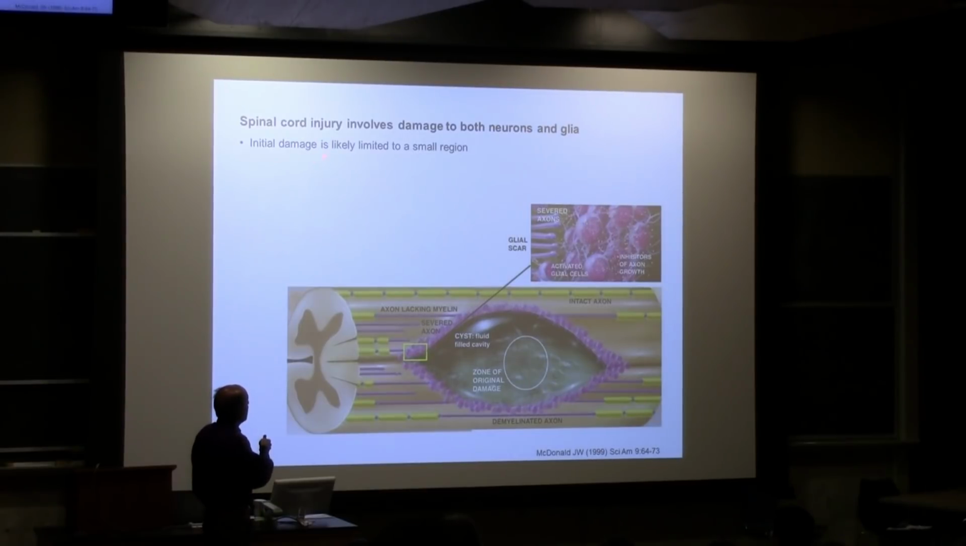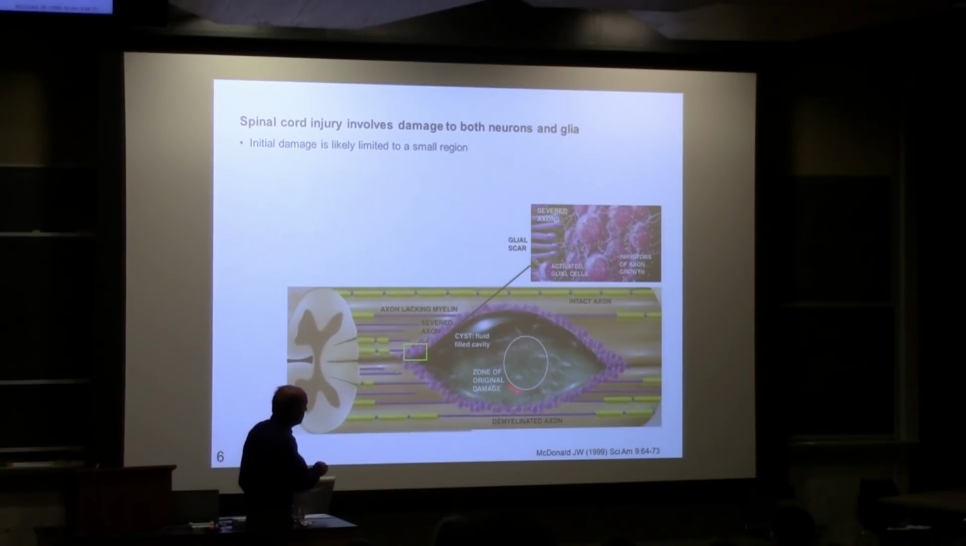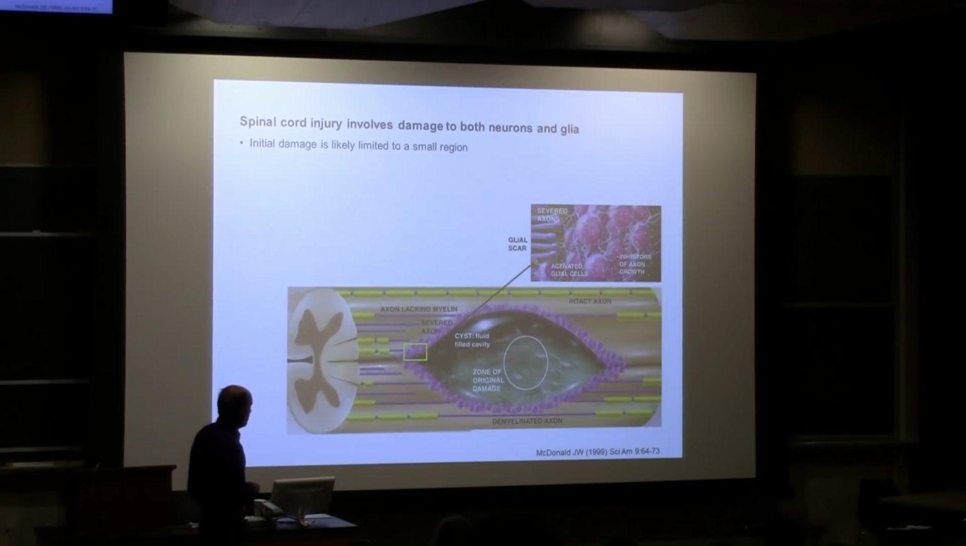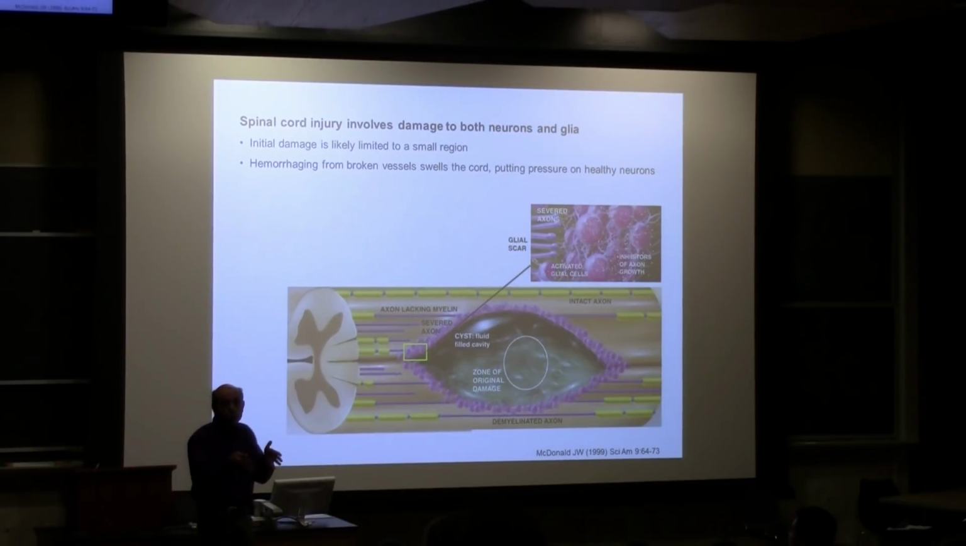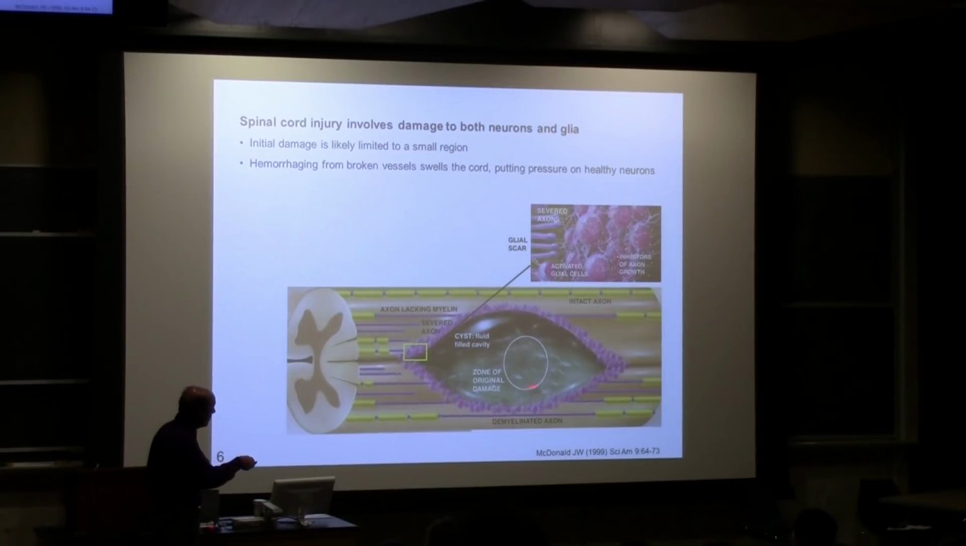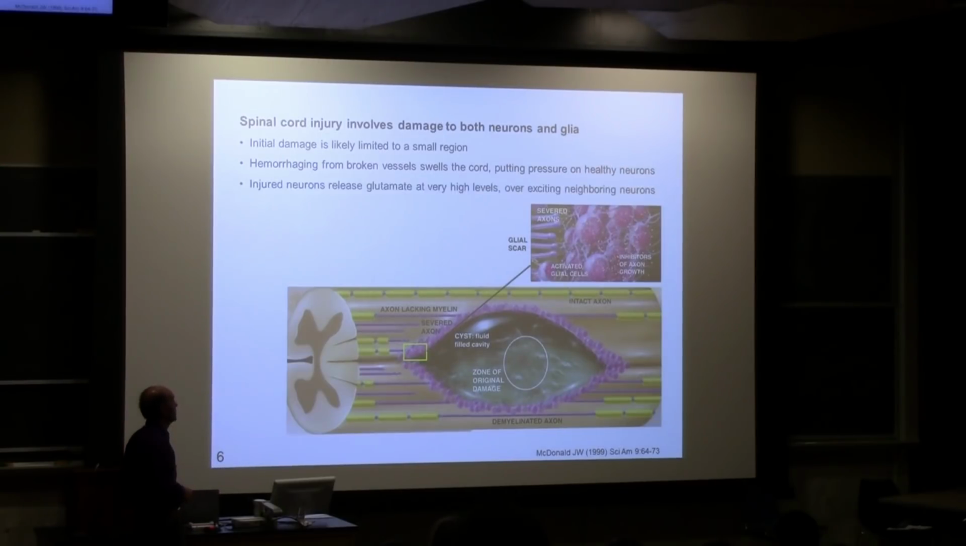First, you have the initial damage, likely limited to a small region. So say this is the region where you got compression and damage to the blood vessels and the neurons that were here. There's hemorrhaging, so there's fluid that's released from the vessels, and of course, you know, the spinal cord doesn't have any room for it to expand into, right? So if there's something inside of it that's leaking, it's going to put pressure on the normal cells. So the normal cells up here, they haven't been damaged, but because of this hemorrhaging, you're getting this pressure on the healthy neurons. Injured neurons release glutamate.